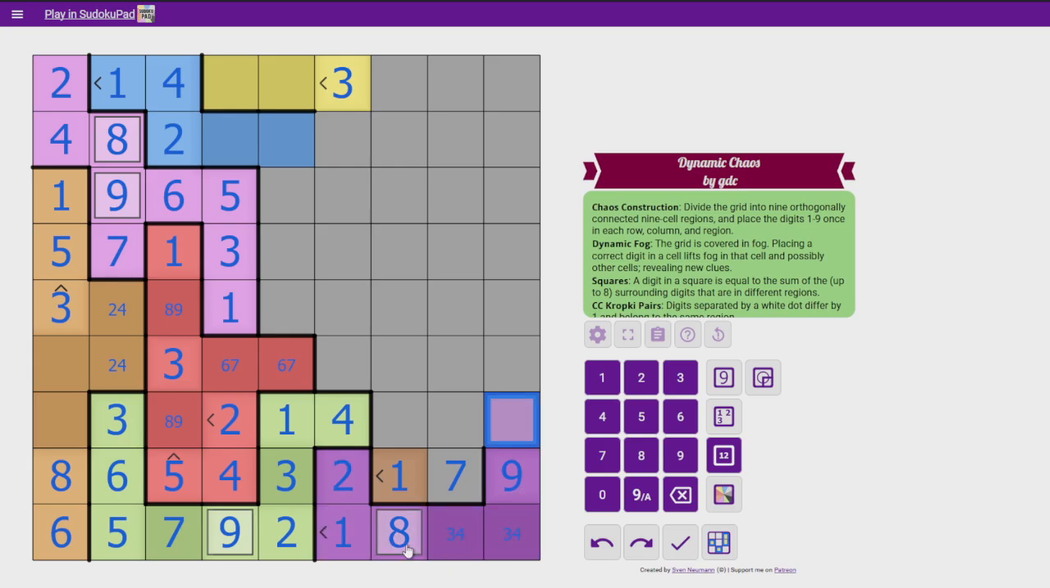This square is from 5, 6, and 7. Don't know which yet. These are from 7 and 9. Okay. We're getting somewhere. I think it's gonna slow down a little bit, because I don't know where to go.